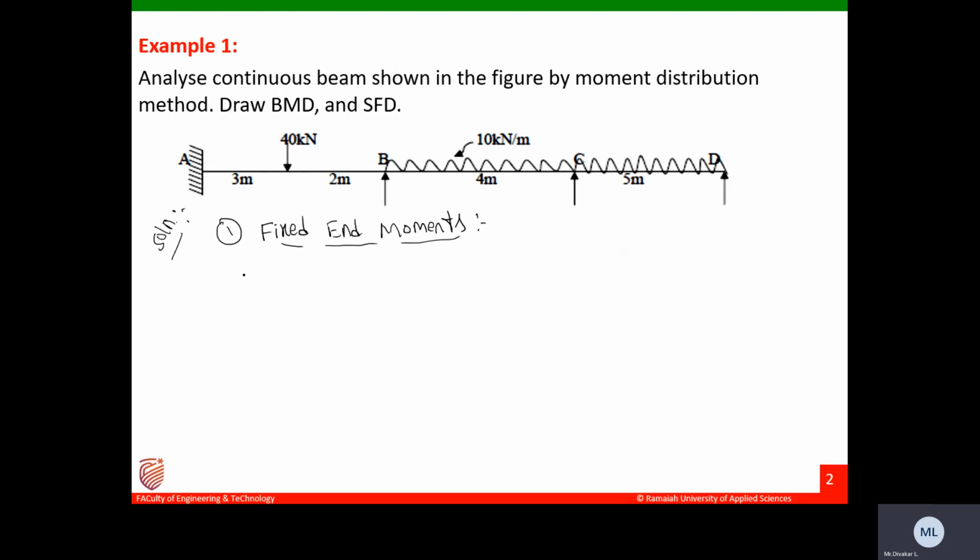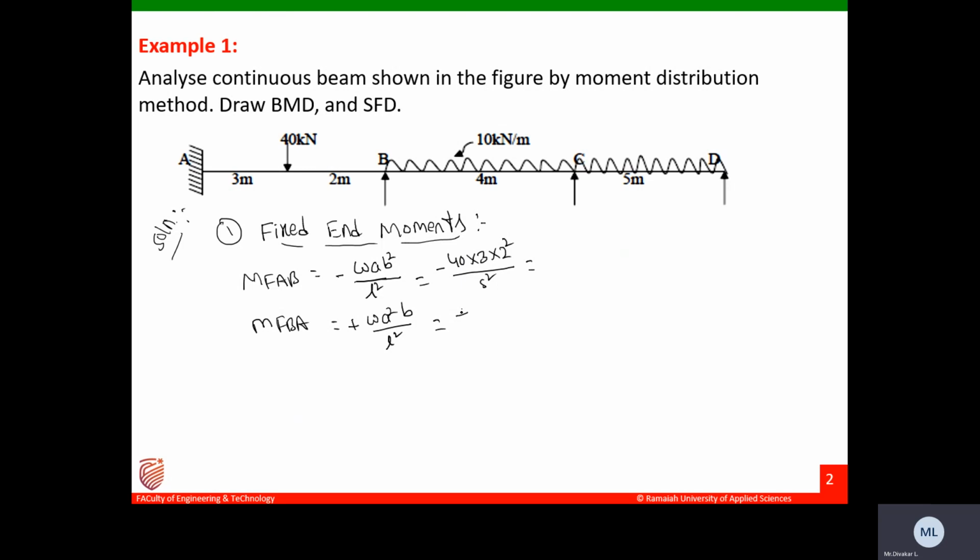So let us take them one by one. MF of AB equals, it's an unsymmetrical point load, so it is minus W A B square by L square. Similarly, MF of BA equals plus W A square B by L square. Here W is 40, A is 3 meters, B is 2 meters, and L square is 5 square. So write down the value.